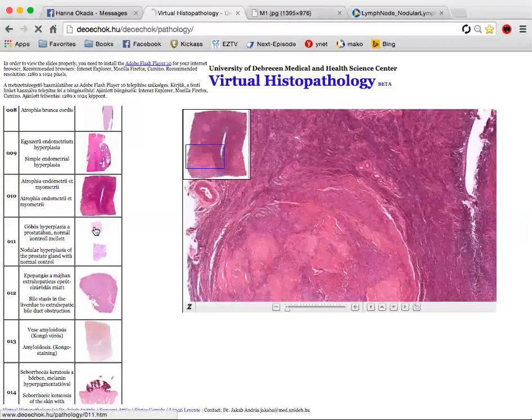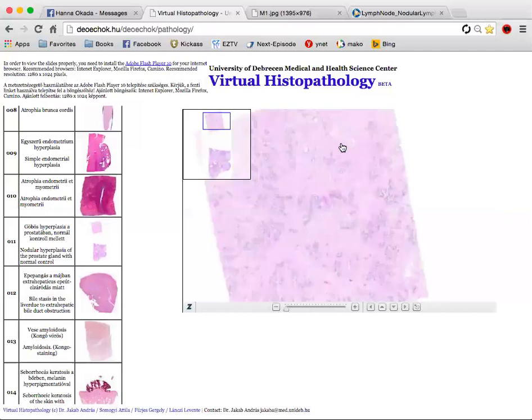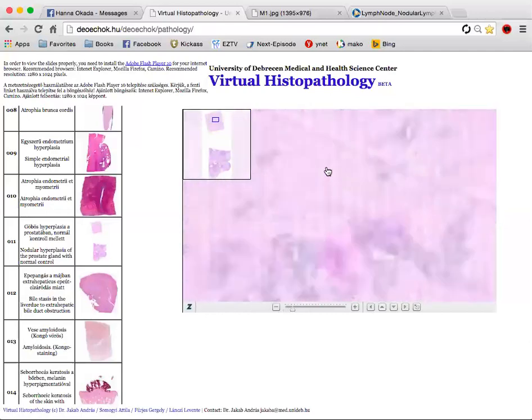All right, next up. This will show nodular hyperplasia of the prostate gland, or benign prostate hyperplasia, the medical term. What you see are two specimens. The upper one is a normal prostate gland used as a control, and this is the hyperplastic prostate gland. I'm going to start with the normal one just because I need to show you something.